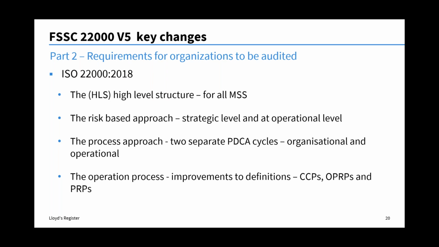One of it is the high level structure, which is applicable for all management system standards. This is implemented in order to make life easier for businesses using more than one management system standards. So the new version of this ISO 22000 follows the same structure as all other ISO management system standards. For example, ISO 9001 2015, ISO 14001, or ISO 45001.